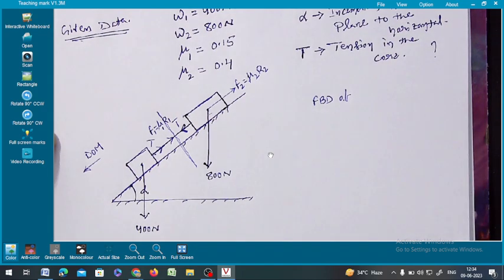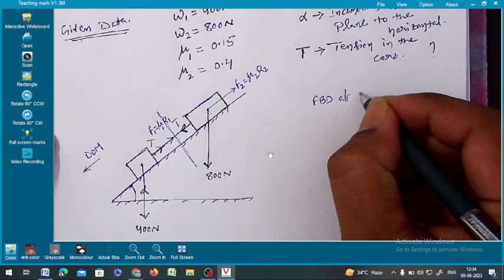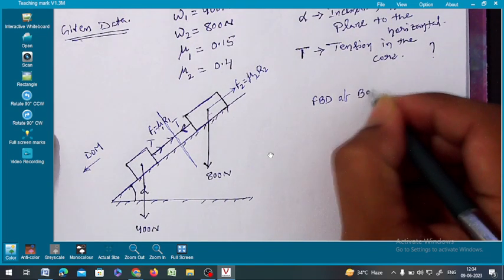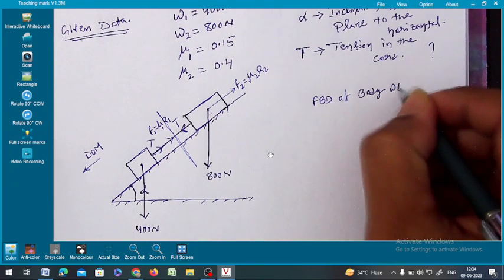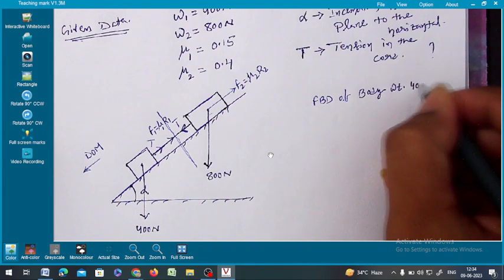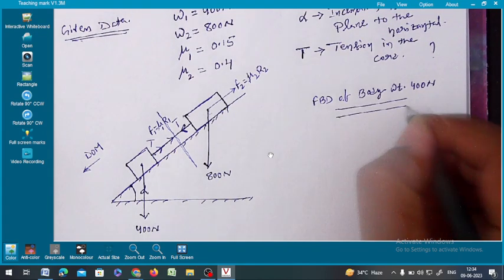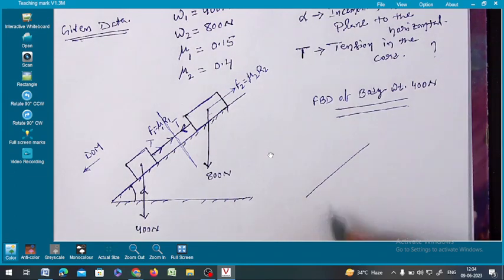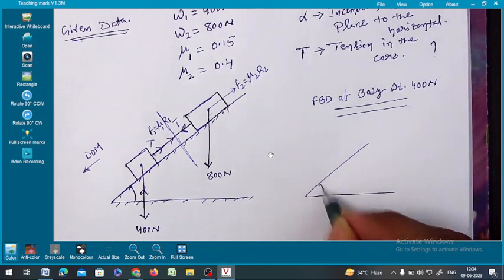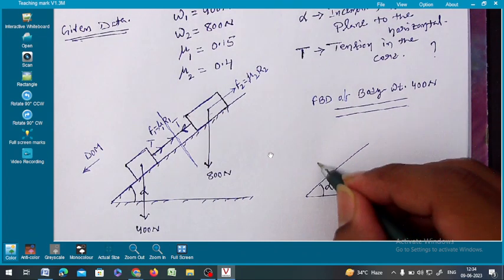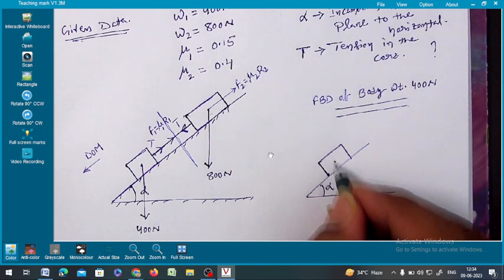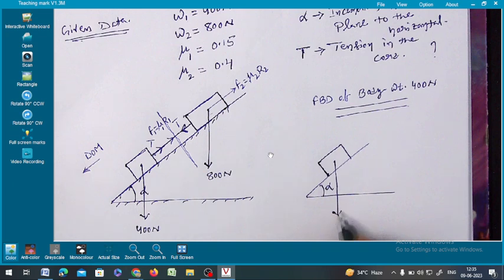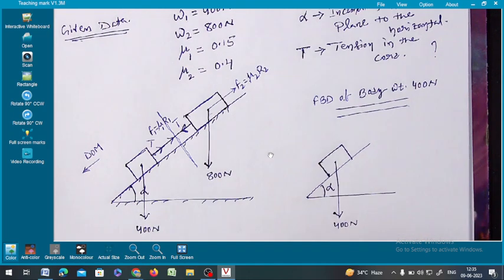So let us draw. How many free body diagrams will be there? Two, because two bodies are there. So free body diagram of the body whose weight is how much? 400. Let us do the free body diagram first. What is this angle? Alpha. I am drawing the free body diagram where let us put all the forces. The weight always acts vertically downward. So this weight is 400 newton.